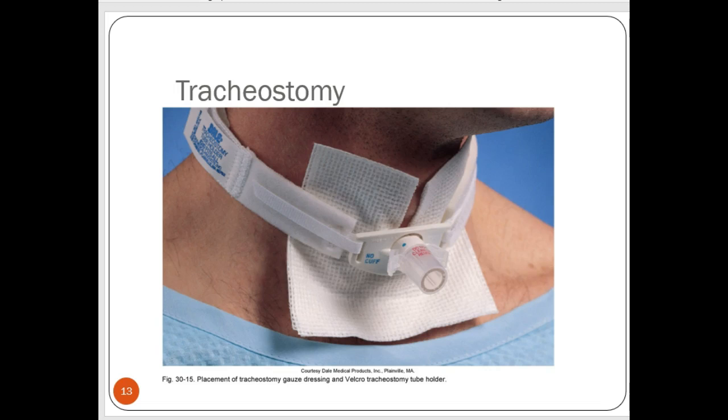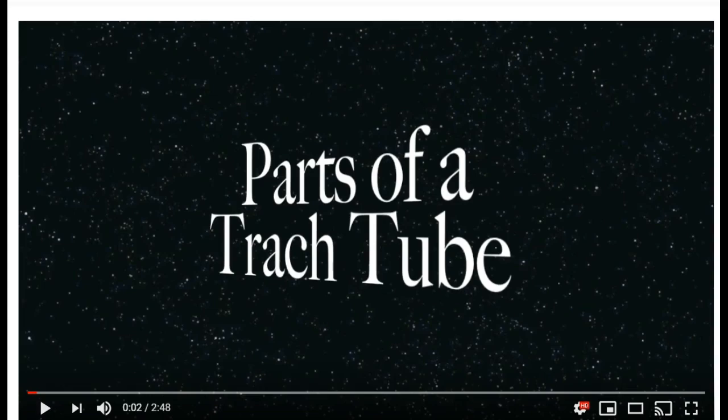Also, we have our tracheostomy. Our nursing responsibility is to keep the area clean, know what size trach you have, keep the Velcro straps intact, and clean the inner cannula. I do have a quick video for you. It's about 2 minutes regarding the tracheostomy too. This short video is only 2 minutes and 48 seconds.